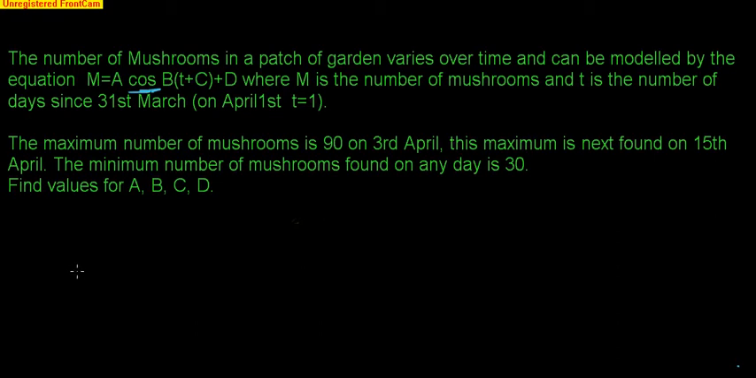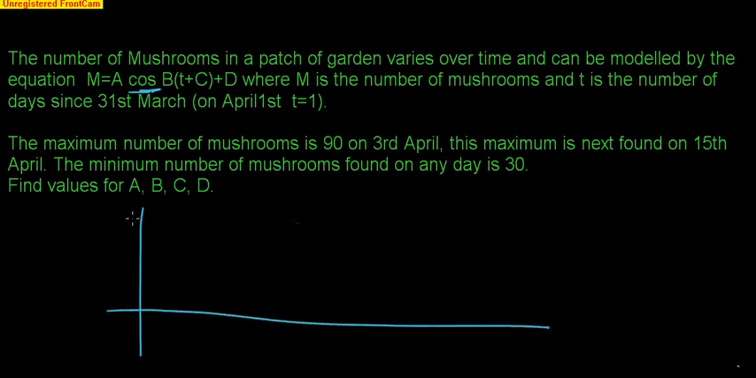I am going to do this by drawing a picture. I think that's usually the most straightforward way here. I've read all the words here, and I'll go from a maximum of 90 to a minimum of 30, so my picture will be just a graph something like this, where the maximum is going to be 90 and the minimum is going to be 30. Now that's my axes here. That's M for mushrooms and T for days.